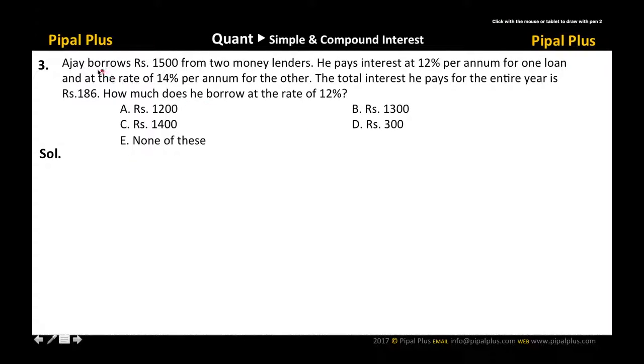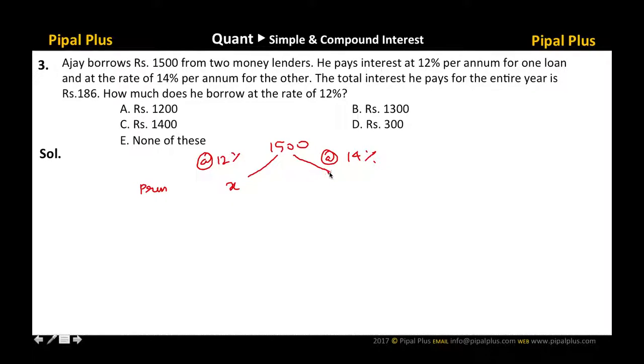Alright. So Ajay now borrows 1500 from two money lenders, right? He pays an interest of 12% on one part of the loan, and he pays 14% on another part of the loan, right? So if his original borrowing was rupees 1500, then the 1500 is actually split into two parts. The first part is borrowed at 12%, right? Let's call that part X, the principal, right?